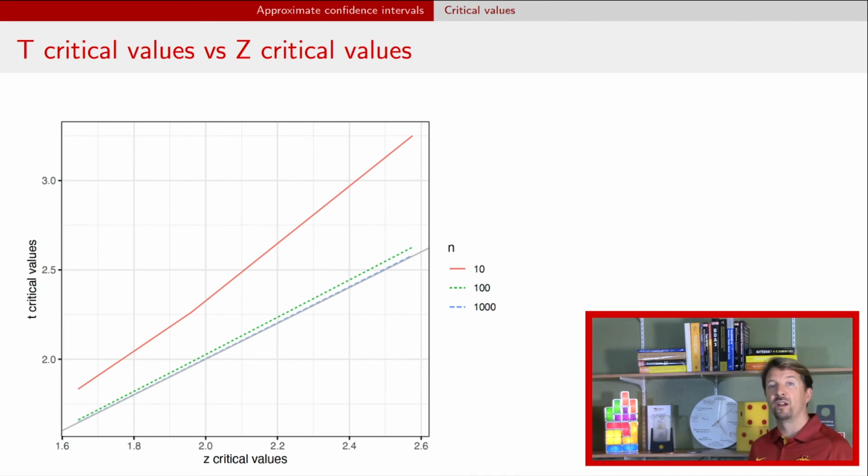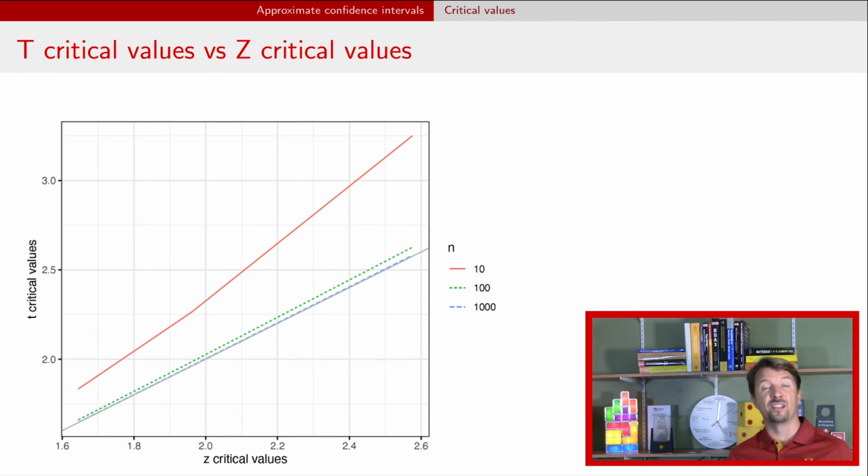That's the places where the z critical value would be equal to the t critical value. Now we can see in that red line that's very far from that 45-degree line. That is, the z critical value and t critical value are not very similar when our sample size n is small. But as that sample size n increases, that line keeps moving closer and closer to the 45-degree line. That is, the z critical values look very similar to the t critical values.